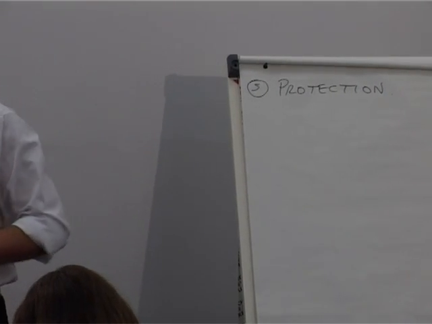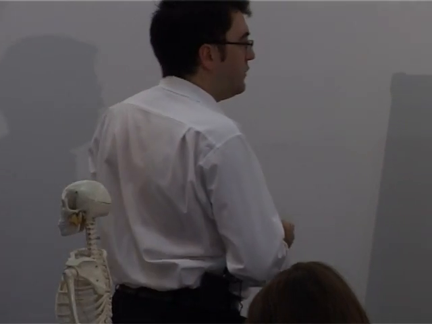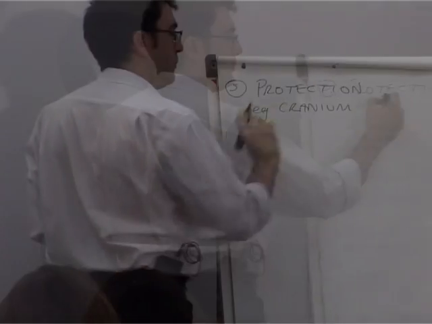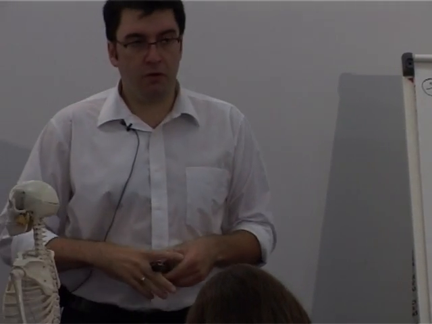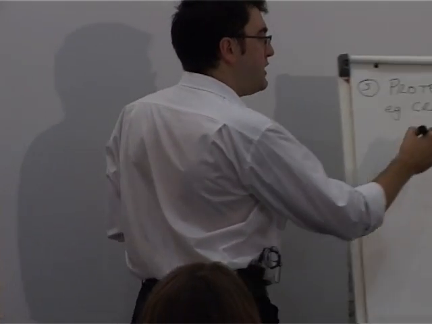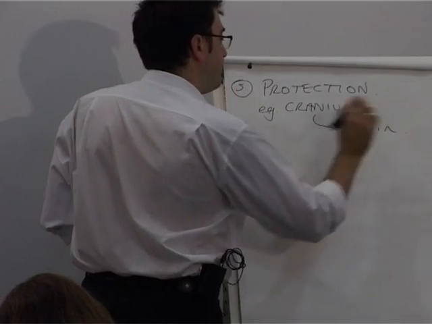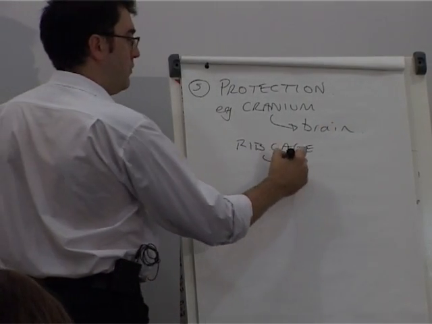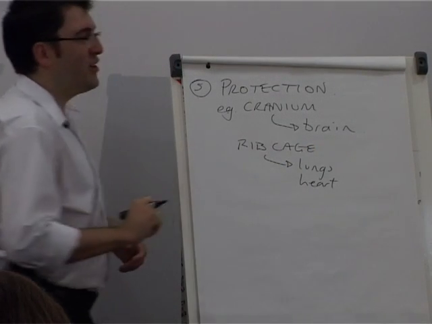The skeleton is also for protection, and again, this is for protection of soft tissues. So, for example, the cranium. We talked about the cranium last week. Where's the cranium? Yep, well done. It's this dome-shaped region at the top here. The cranium protects the brain, obviously. The rib cage protects the lungs and the heart.